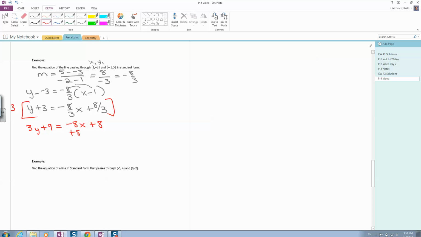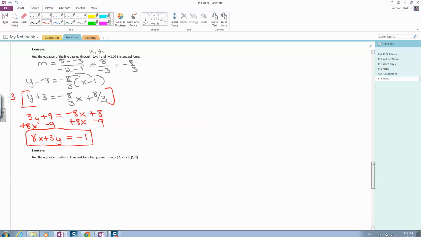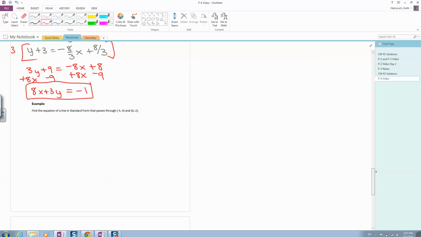Then we move the 8x over. So we have 8x plus 3y. Then we move the 9 over. So it's in standard form, so it's equal to -1. And that is our standard form. Alright, go ahead and try the next one on your own, and then I will go over it.